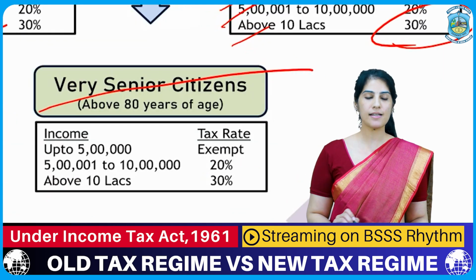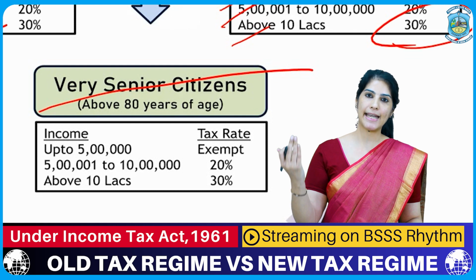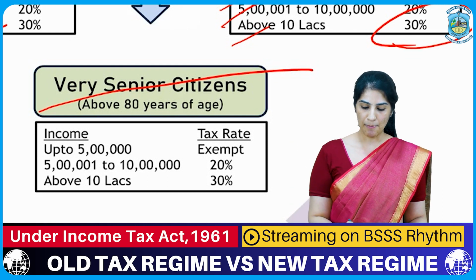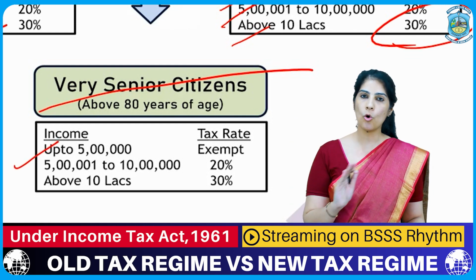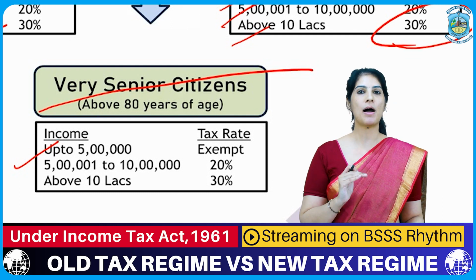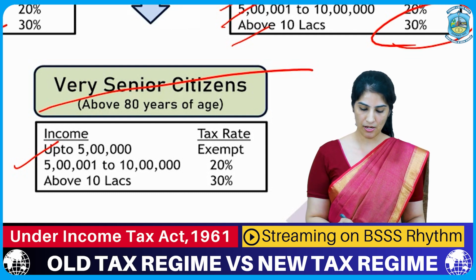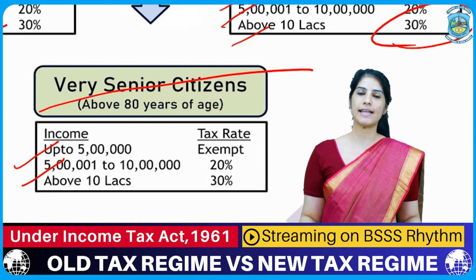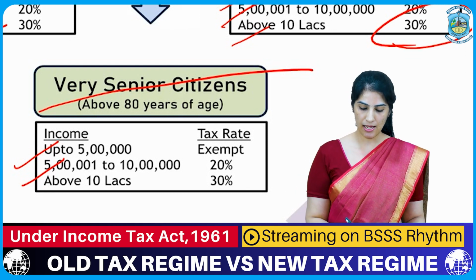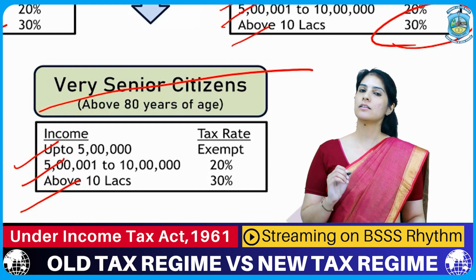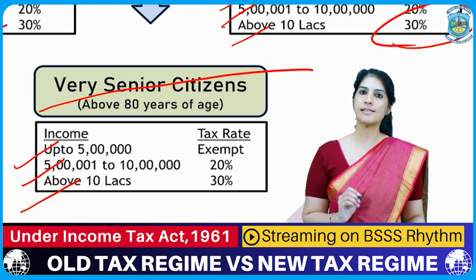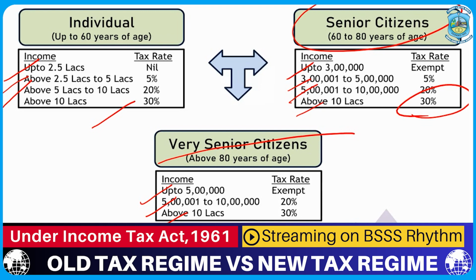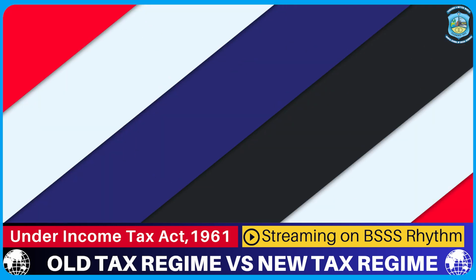For super senior citizens, that is above 80 years of age, up to 5 lakh, there is no tax, that is this amount of income is exempt. From 5 lakh to 10 lakh, 20% income tax is applicable, and above 10 lakh, 30% income tax is applicable. These are the rates for assessment year 23-24.